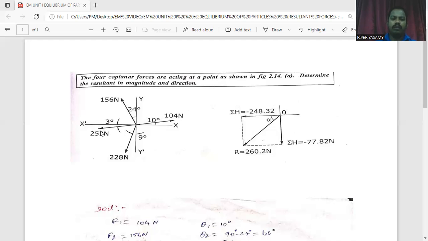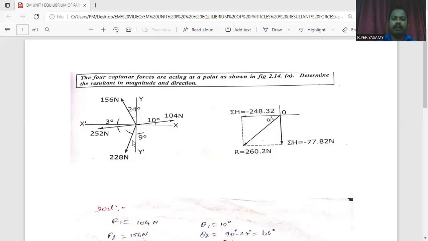This is the third force. This third force magnitude value is 252 Newton. It has a 3 degree inclination from the x-axis. This is the fourth force. Its magnitude value is 228 Newton. And this force is inclined to the y-axis by 9 degrees.